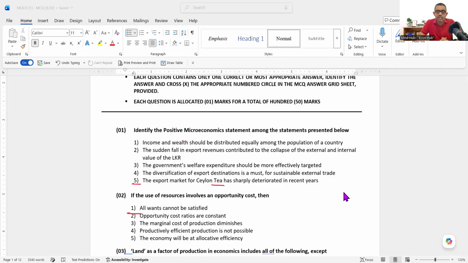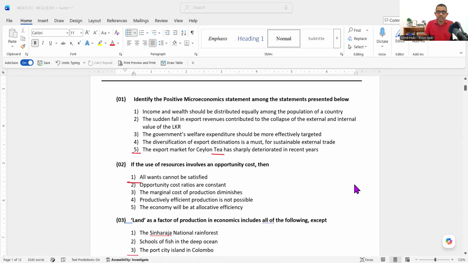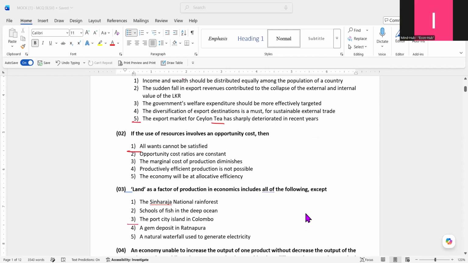because when we say the export market for Ceylon tea has sharply deteriorated in recent years, we can look at how much tea we have exported in recent times with actual data, actual evidence, and we can prove or disprove that statement, which is a positive statement, an objective statement. So correct answer number 1.